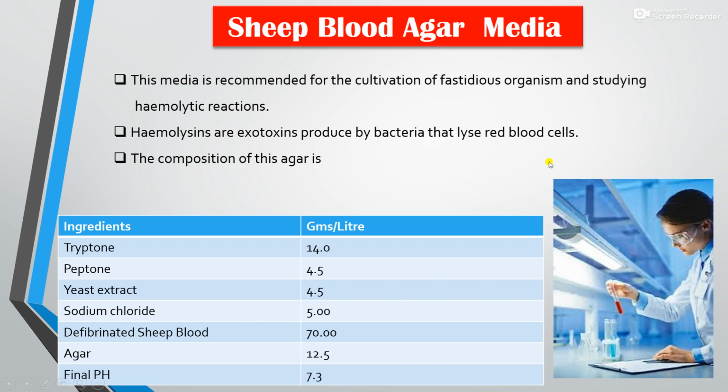So let's take a look at another very important media, sheep blood agar media. The main point to note in its composition is the defibrinated sheep blood, which is approximately 7%. How does this work? This is recommended for the cultivation of fastidious organisms and studying hemolytic reactions. What are hemolysins? Hemolysins are exotoxins produced by bacteria that lyse red blood cells. The composition is listed there.